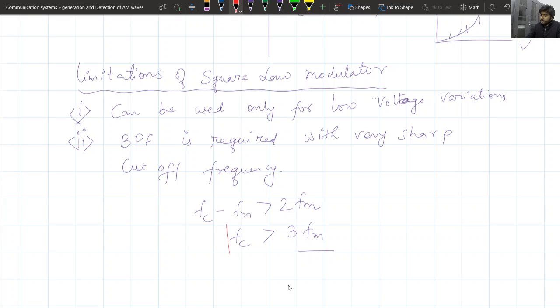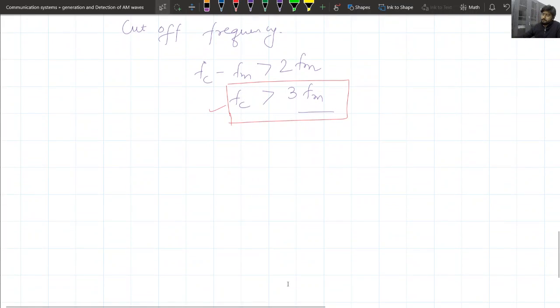So these are certain limitations of the square law modulator. Next, move on to the second type of generation method, called the switching modulator.